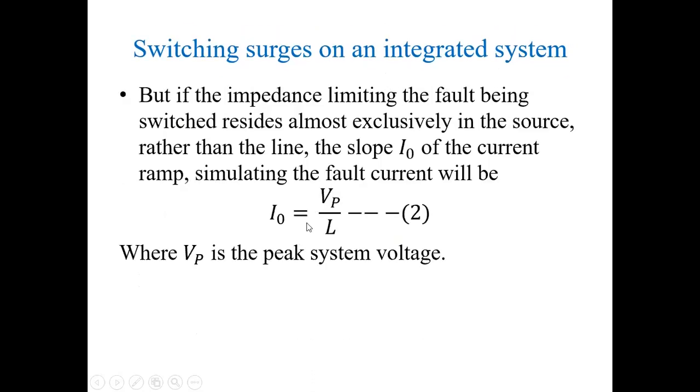If you draw the characteristics, take the slope and calculate the value for I naught, we get I naught equals Vp by L. From this, we can calculate the magnitude of I naught, where Vp is the peak system voltage.